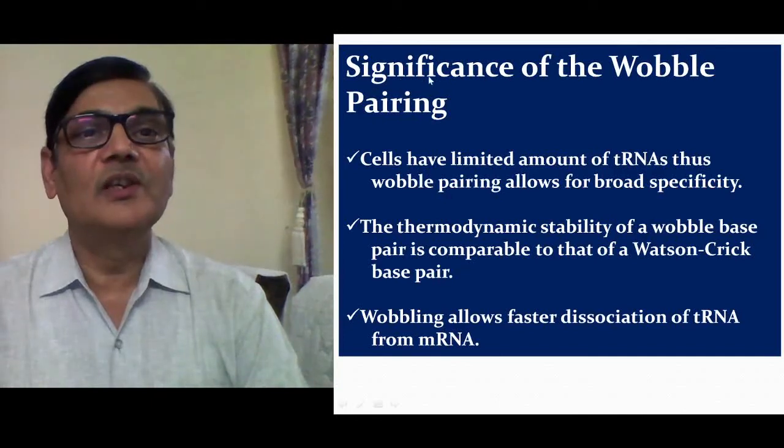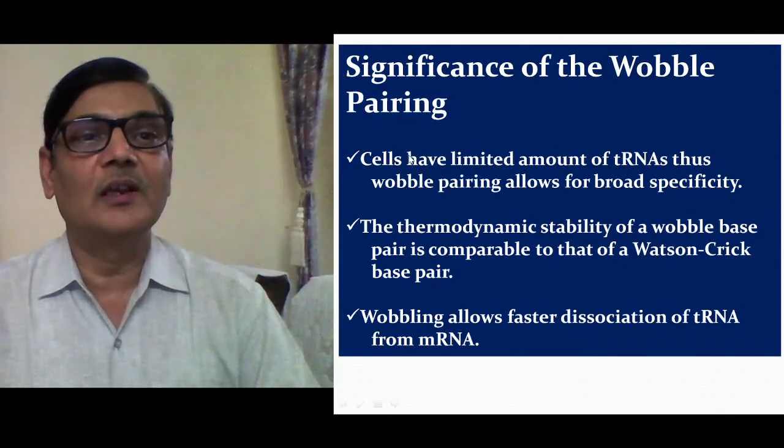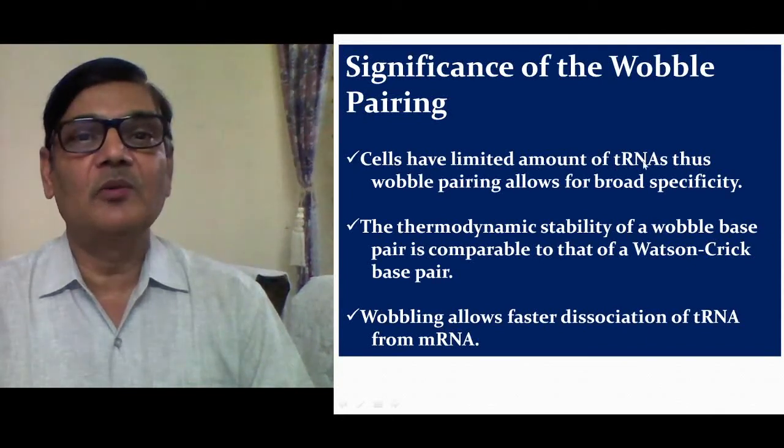Now let us see the significance of this wobble pairing. As I just said, there could be quite fewer different types of transfer RNA than the number of codons. We know 61 codons are there, so we expect that 61 different types of transfer RNA will be required, but this is not the situation. So cells, because of this wobble pairing, have a limited number of transfer RNAs. Thus wobble pairing allows for broader specificity.